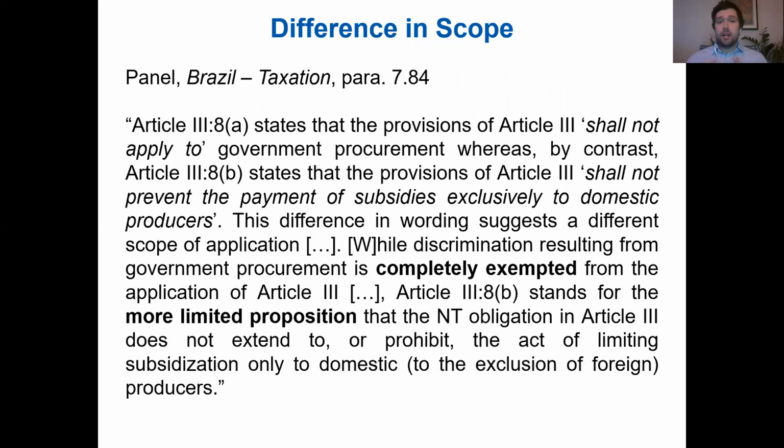So here is how the WTO dispute settlement body approached this Article 3.8. The panel report, Brazil Taxation, reads as follows. Article 3.8a states that the provisions of this article shall not apply to government procurement, whereas by contrast, Article 3.8b states that the provisions of this article shall not prevent the payment of subsidies exclusively to domestic producers. So here they say shall not apply, shall not prevent.